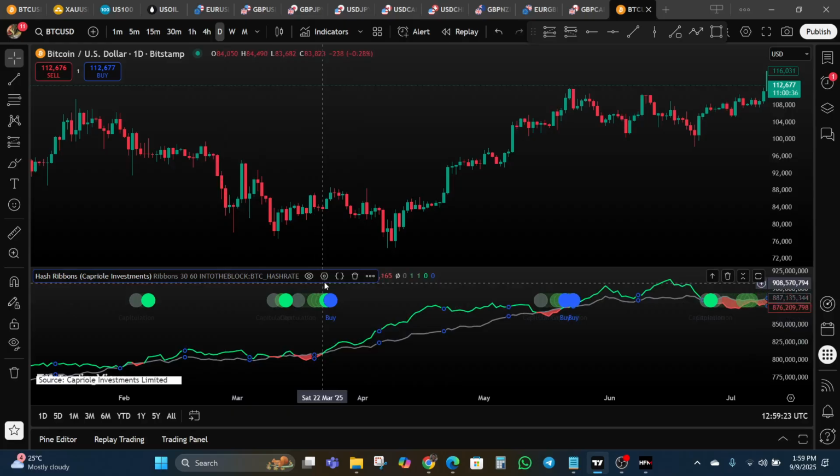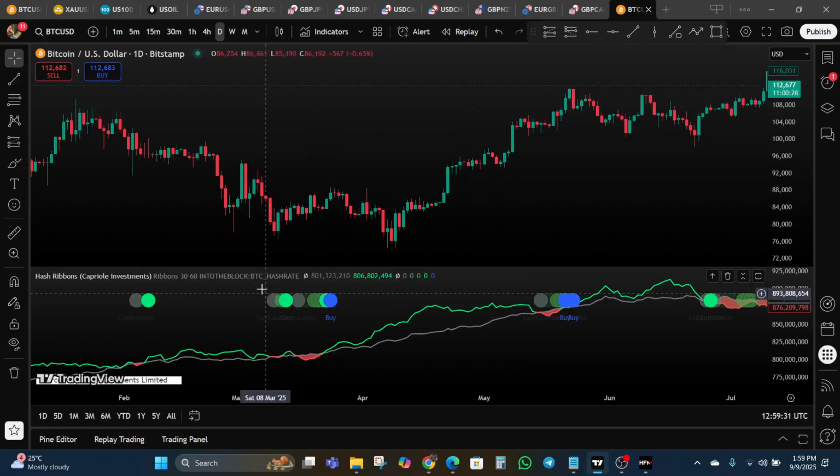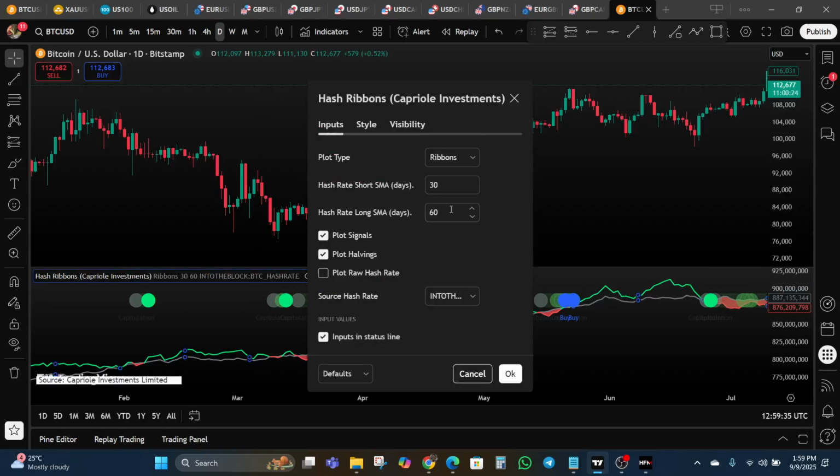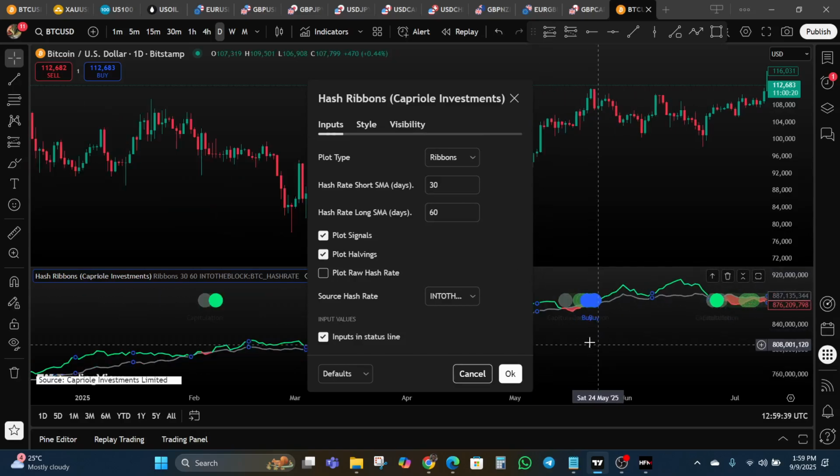By looking at this data, the indicator helps traders identify periods of miner capitulation, when miners sell or stop mining due to low market prices or high difficulty, and also periods of recovery when they return to mining. You can see this particular indicator, hash rebalance.